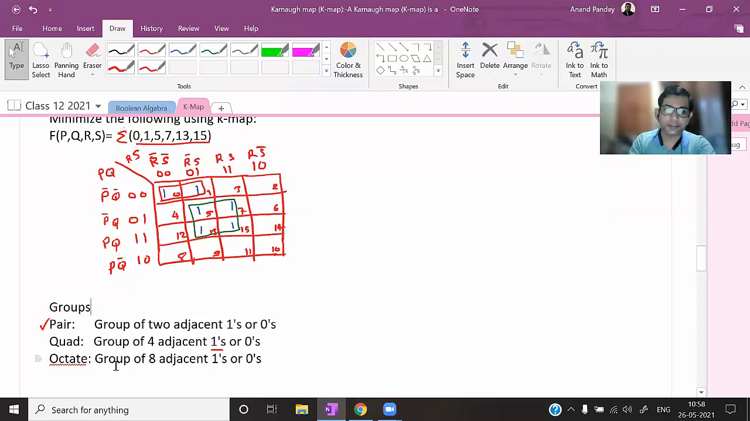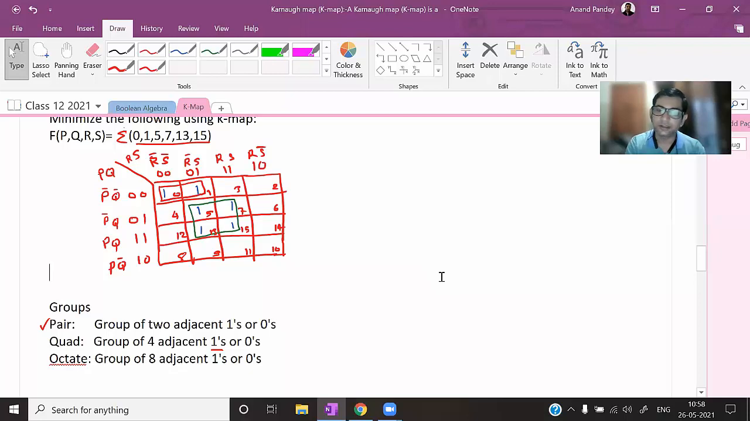So listen. First of all, we try to draw the octet. If there is no possibility of octet, we'll go for the quad. And if there is no possibility of quad, then we'll go for the pair. First we try to make the bigger group. Now you can see after making all the groups, is any one left? We have covered all the ones and zeros.